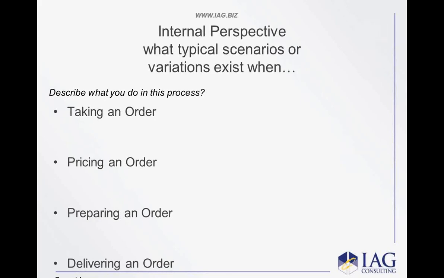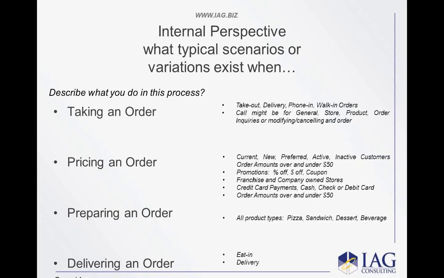The typical perspectives, when you start getting down into this, is describe what you do in this process. So you're going to take it one level further, and you start saying, what are the typical scenarios that exist? Well, we've got takeout and delivery and phone-in and walk-in, and pricing an order. So what you're doing in here is starting to eliminate these things and ask the questions that will help you eliminate them. Oh, wait a minute now, credit card payment.